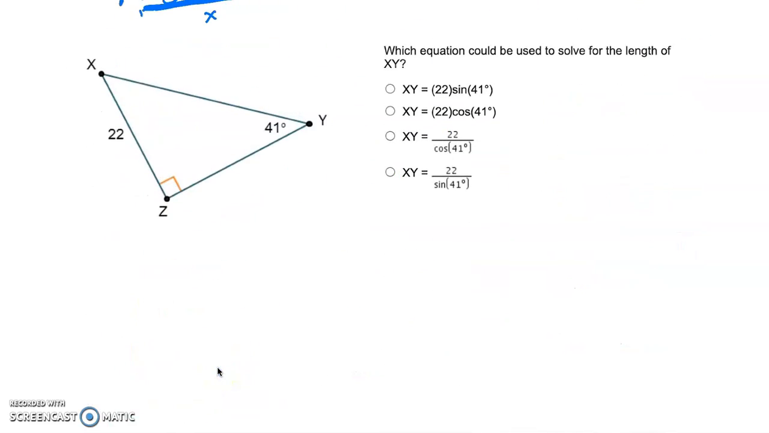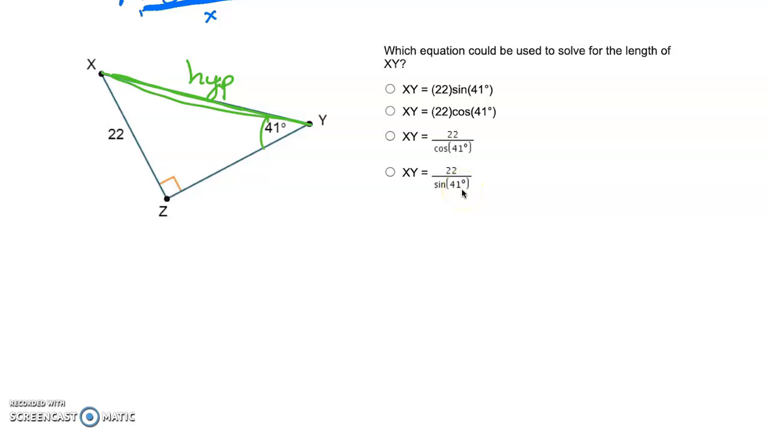Okay, so which equation can be used to solve for the length of xy? We want to find xy. This is a hypotenuse. So which trigonometric functions use a hypotenuse? Well, it's going to be sine or cosine, and we've got both of those here. So we have an angle of 41 degrees, and notice our answers are all in 41.